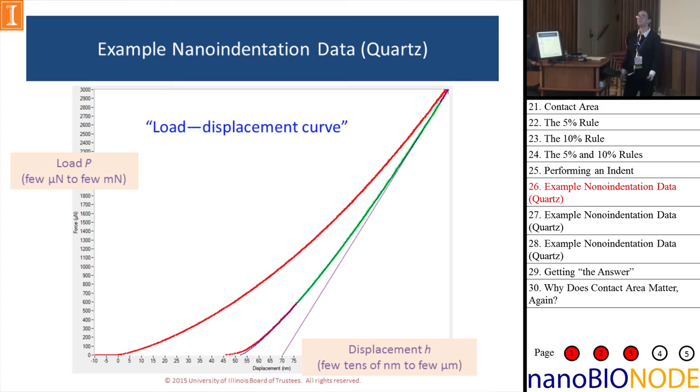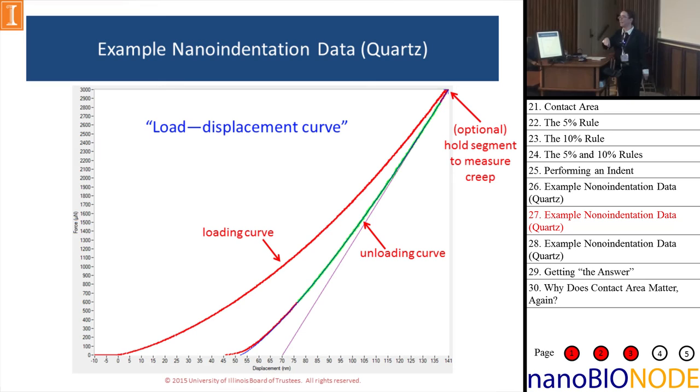As you load, if you were to have a perfectly elastic material, this relationship between force and displacement would be the same as you go in and out, because everything perfectly returns to the way it was before. Nobody has perfectly elastic materials. Once you've loaded to whatever peak load or peak displacement you want, you can hold or do other things to measure time-dependent properties. Then the unloading curve is what most people use for at least their initial analysis, especially for elastoplastic materials.